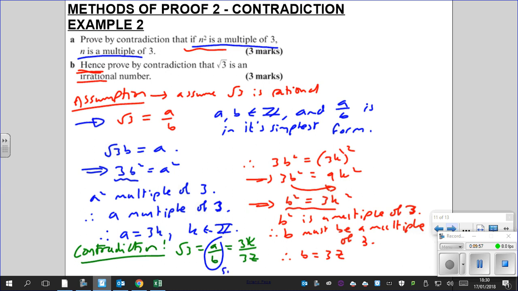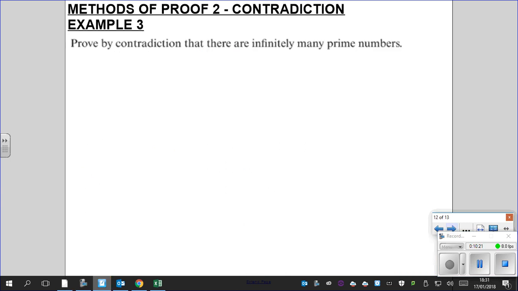So since a over b must be in simplest form, root 3 cannot be rational. Okay, so root 3 must be an irrational number because this can't break down any further, because a and b were in their simplest form. Okay, last one.